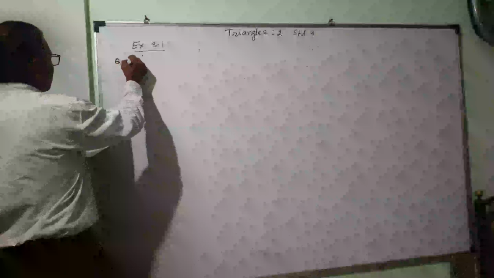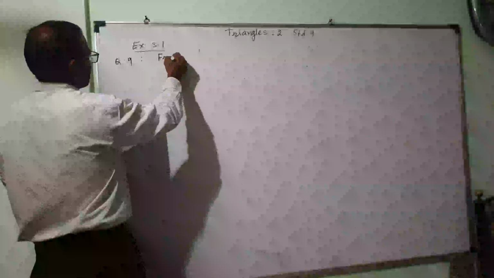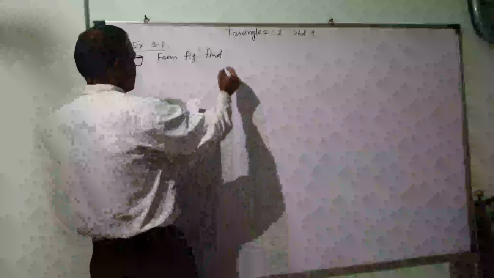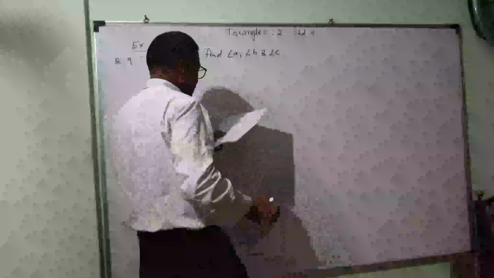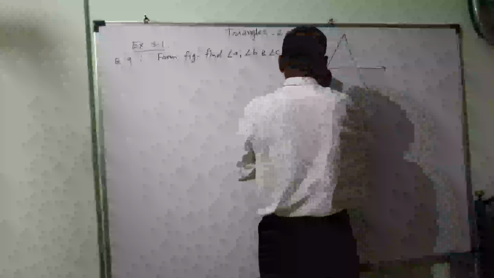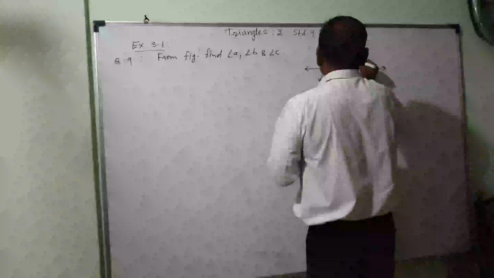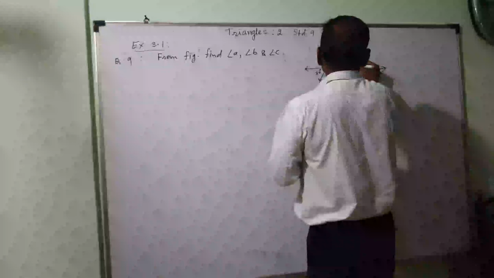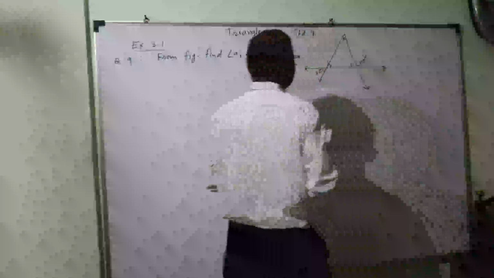Question 9. From the figure find angle A, angle B and angle C. And the figure is like this. This is the figure. Here it is A, here it is C, here it is B. This is 70 degree. This is 100 degree. So from B, we can find what is this.